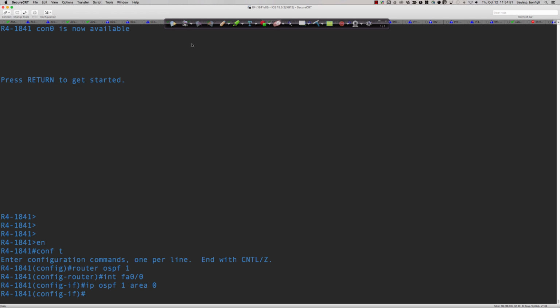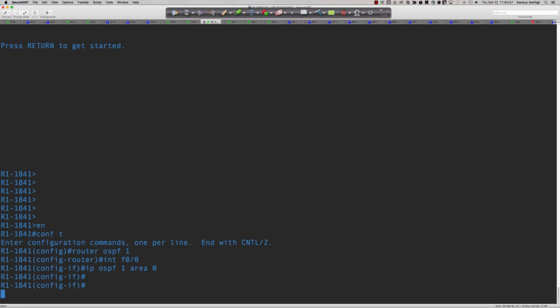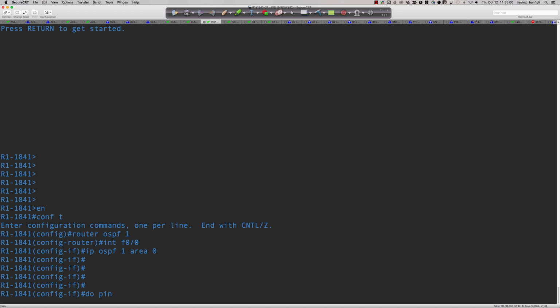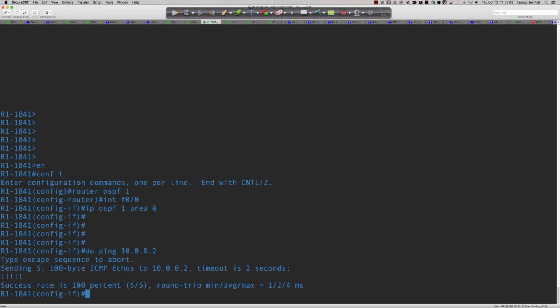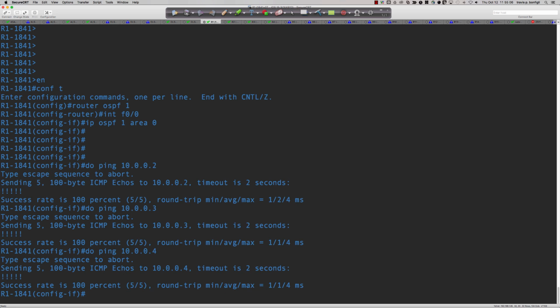Now, if I come back over to router 1, do we see any OSPF activity? Can I ping 10.0.0.2? I can. What about 3? So I've got full reachability, and 4.